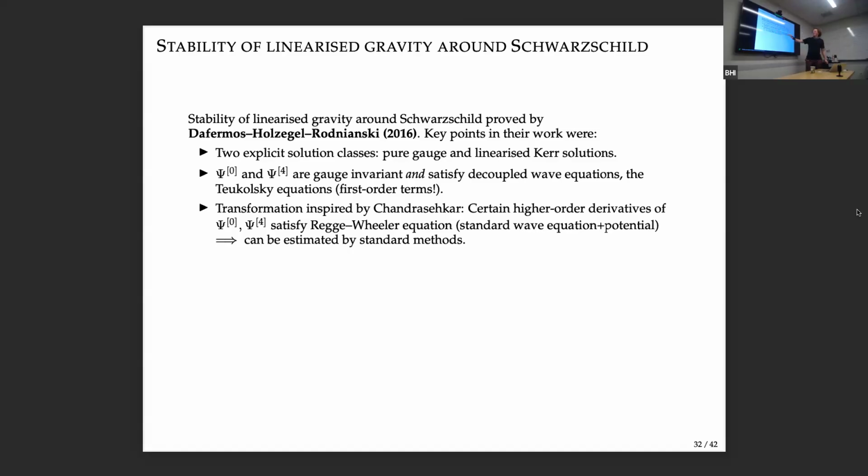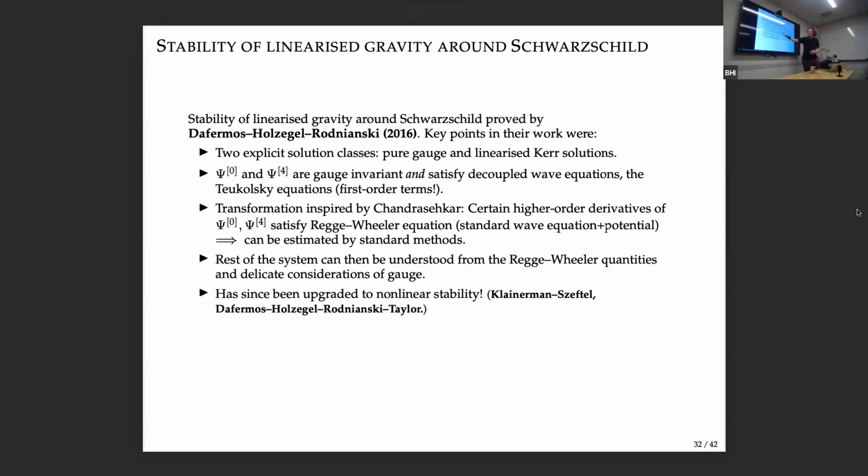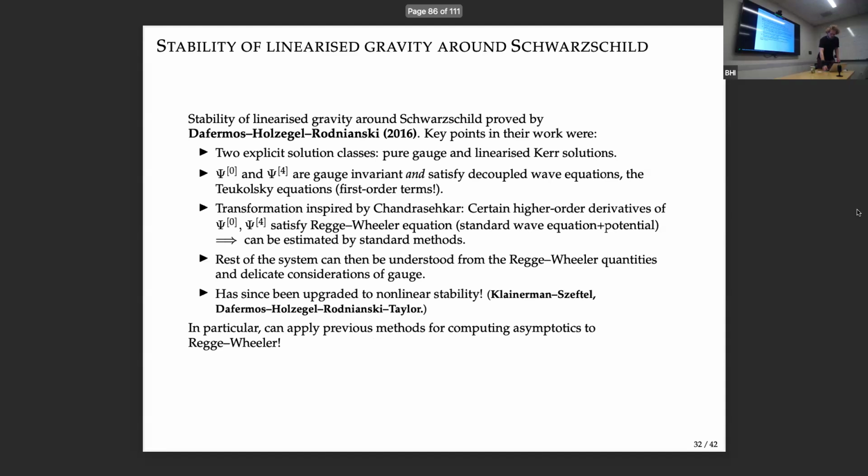You can remove these first order terms by applying certain higher order weighted derivatives to C0 and C4 respectively. And then these new quantities will satisfy the Regge-Wheeler equation, which is a wave equation with a potential, which we know how to deal with by a lot of mathematical work. And then, once you understand these Regge-Wheeler quantities, you can get back to the rest of the system by integration and considering gauge issues a little more closely. And this general philosophy has since been upgraded to prove the full nonlinear stability of both Schwarzschild and slowly rotating Kerr.